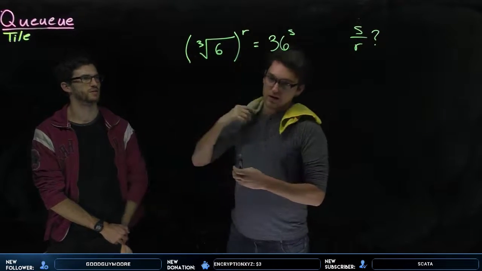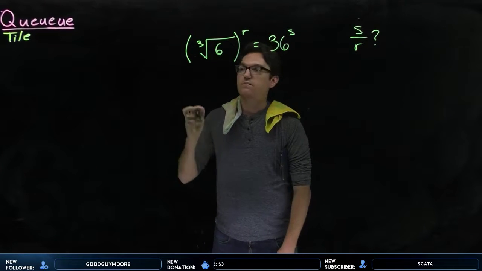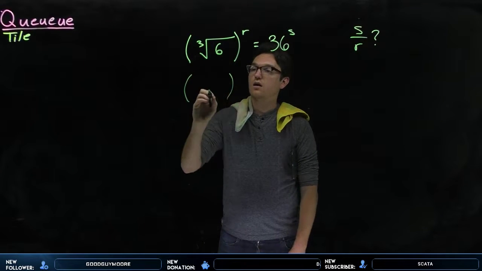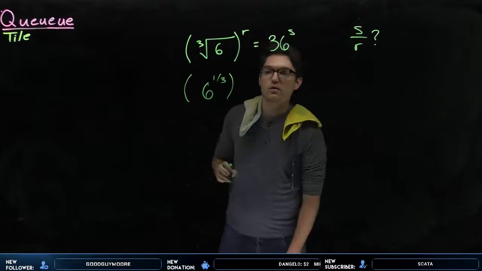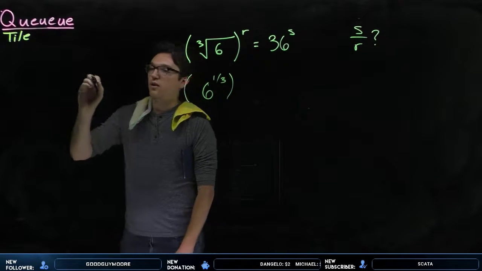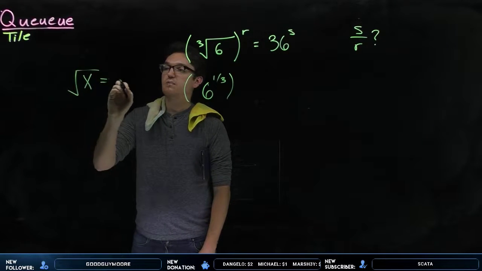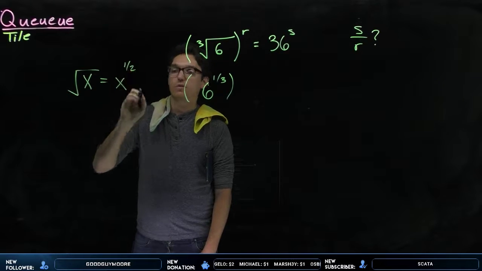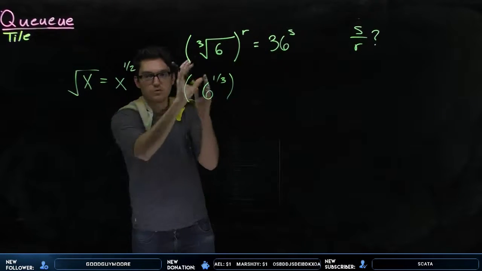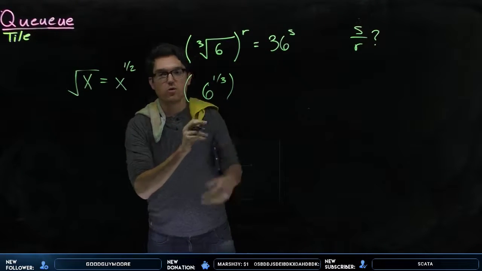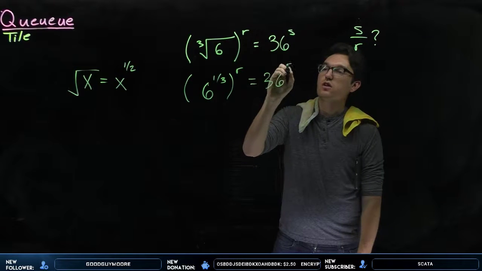So first thing, inside the parentheses, we have the cube root of 6. There's another way that you can express that, which is a fractional exponent. You could say this is the same thing as 6 to the 1/3, okay? Just as a side note, if you're taking the square root of something, that's the same thing as that number taken to the 1/2 power. It's the same exact thing, it's just another way to write it. So that's what I'm doing here. The cube root is the same thing as taking something to the 1/3 power. And then we still have r on the outside, equal to 36 to the s power.